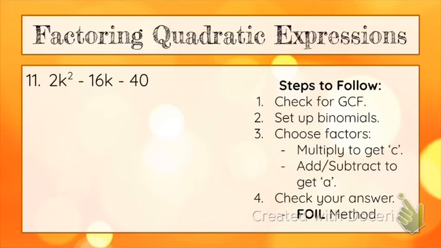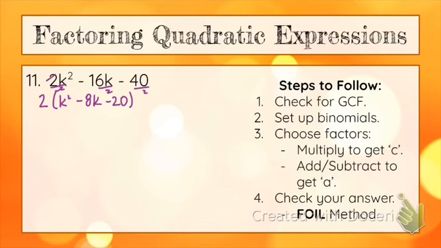So if you look at our coefficients, 2, 16, and 40, the biggest number that goes into all three of those evenly is 2. So we're going to factor out a 2. That means we have to divide every term by 2. So we're going to get k squared, because those 2's will cancel, minus 8k minus 20.